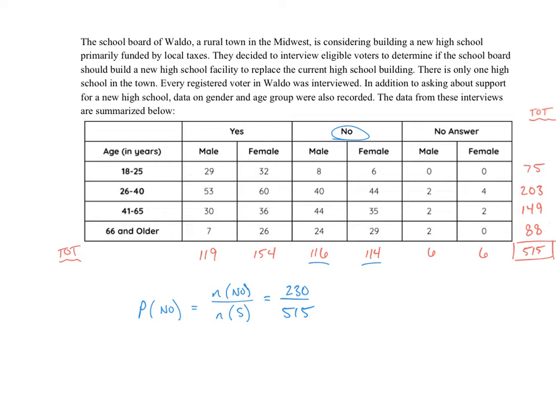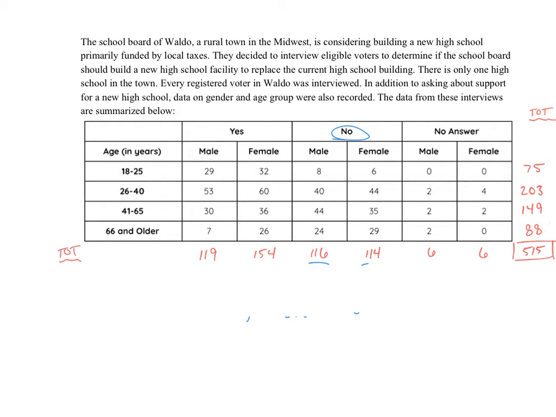So we're going to look for a common factor of 230 and 515. And if you're using a scientific calculator, you can try dividing those by some common factors, but you'll find that they're both divisible by 5. So we're going to reduce this to 46 over 103. So that would be the answer to that question. That's how likely you are to find a person who took this survey and said no. Okay, let's ask another question then.